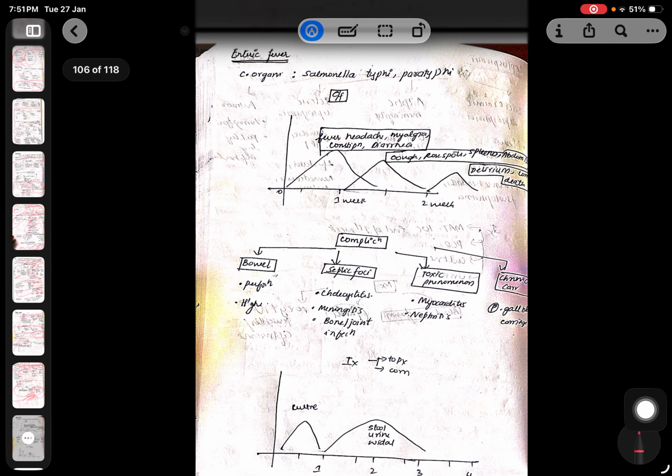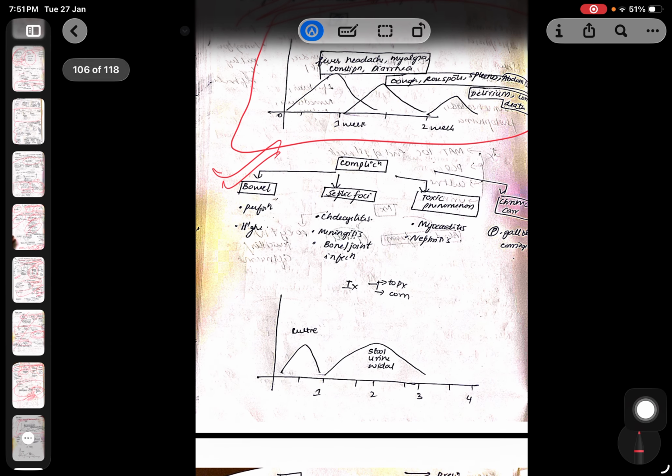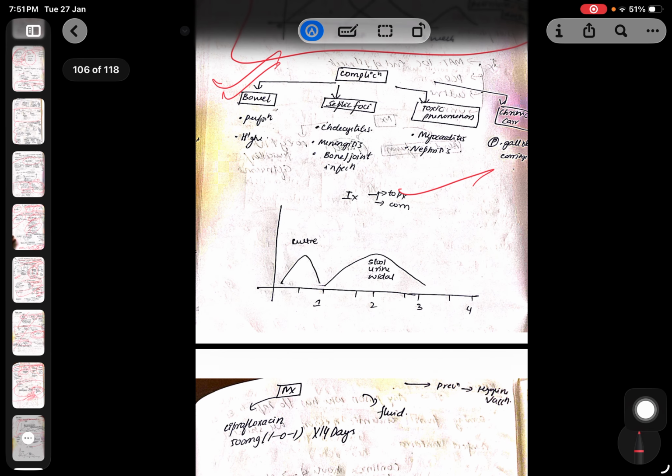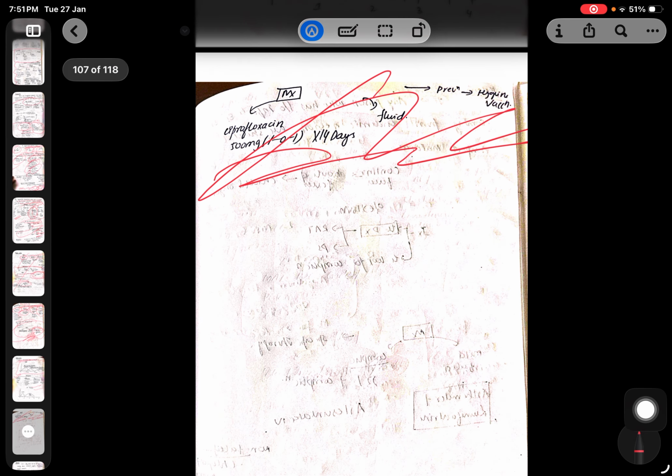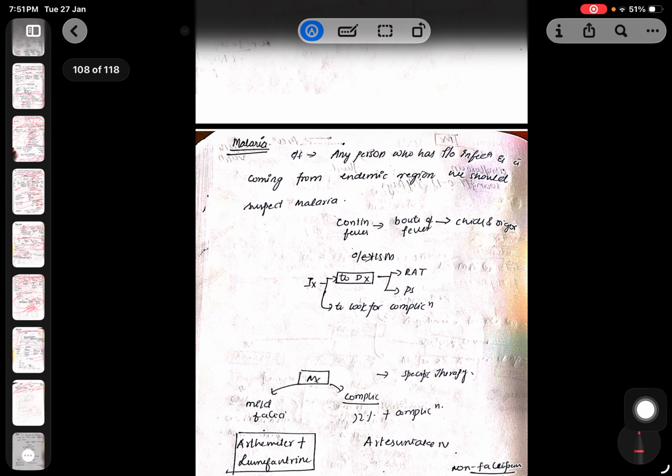Enteric fever, this is not given in Davidson. I just made my own thing of what clinical features you can expect. The complication part you should know well. I'm sure you know this part. Then the investigations, to diagnose and to confirm the disease. These are the management points. Obviously I have to write more. I'll make sure I upload a separate video on that.